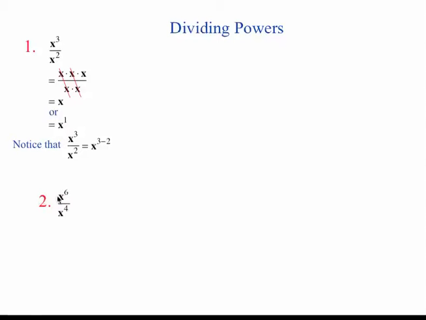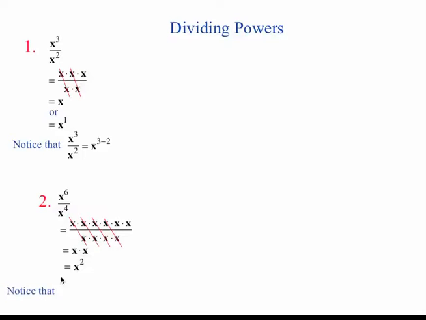Okay, here's another example. Here's x to the power of 6 divided by x to the power of 4. And I'm going to rewrite the x to the 6 as x times x times x times x times x times x, and x to the power of 4 as x times x times x times x. All right, then we're going to start canceling them off. Okay, so those are all 1s. So we have 1 times 1 times 1 times 1, which is 1, times x times x. Now x times x is x squared. Okay, so we're left with x squared.